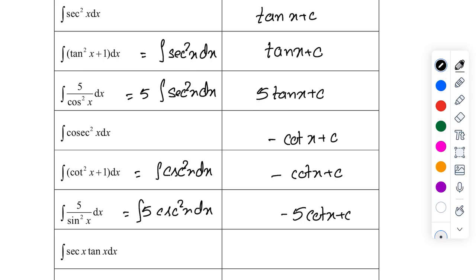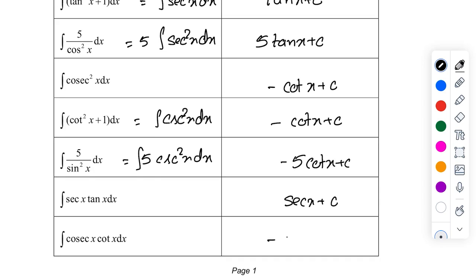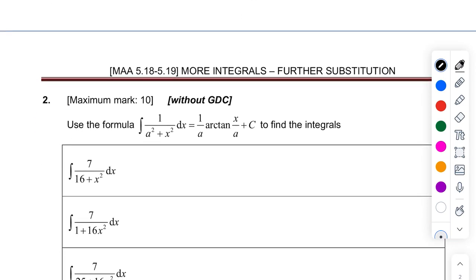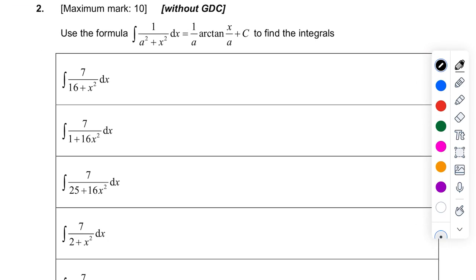Now secant x tan x integral is secant x plus c, and cosecant x cot x integral is minus cosecant x plus c. That's the first. So we are starting to learn the formulae now, revising the formulae, then proceeding further. Now we'll use the formula integral of 1 upon a square plus x square dx is 1 upon a tan inverse of x upon a. This is a formula. Everything should be converted into that form.